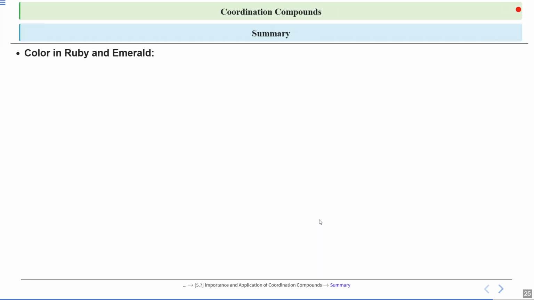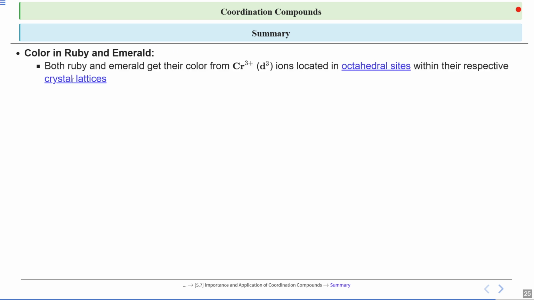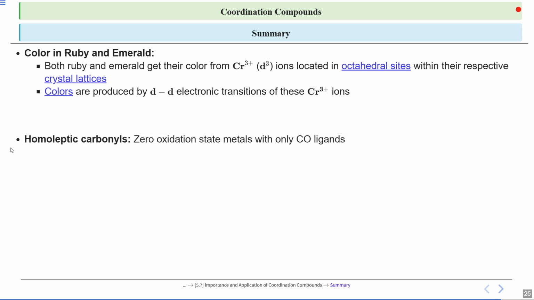Okay, let's cover the summary of what we have covered today. First, we covered the color of ruby and emerald, where both get their color from chromium 3+ ions in the d3 configuration, located in octahedral sites within their respective crystal lattices. Colors are produced by d-d electronic transitions between the ground and higher energy levels of these chromium 3+ ions.